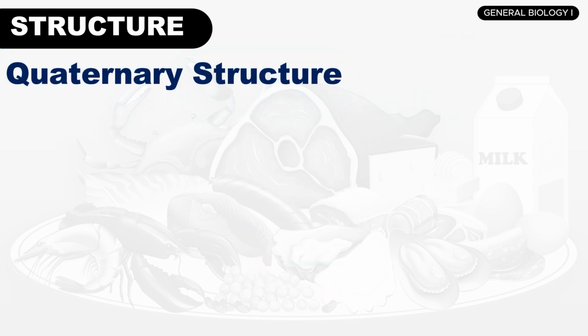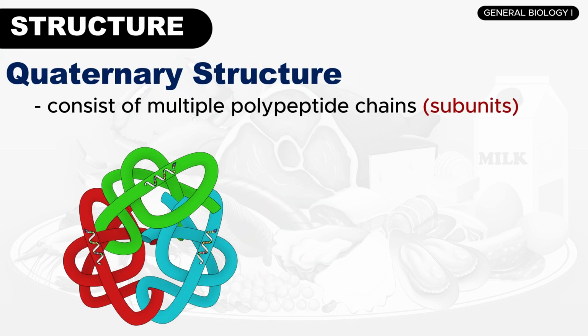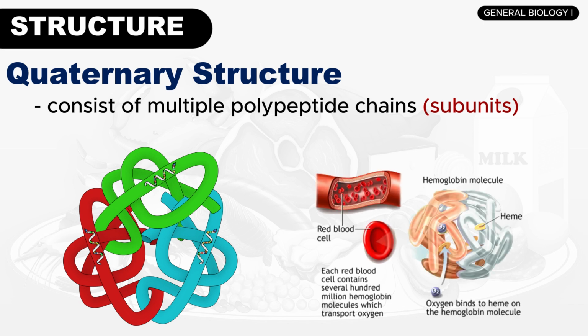Quaternary structure. Some proteins consist of multiple polypeptide chains known as subunits, which come together to form a functional protein. Hemoglobin, for example, has a quaternary structure with four subunits working together.